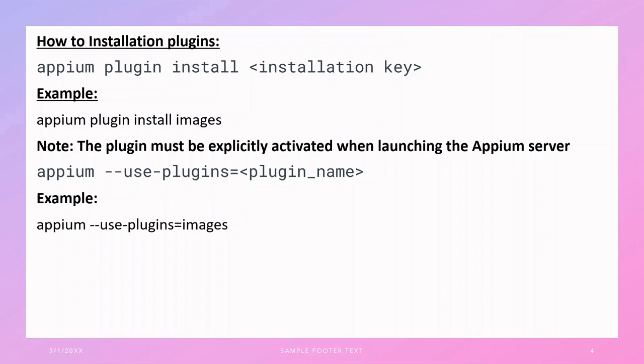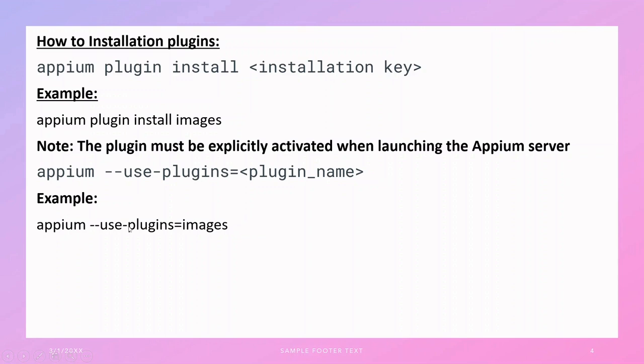And if you want to use these plugins, the plugin must be explicitly activated when launching the Appium server. Normally I launch the Appium server just by using the command prompt and typing appium, that's it, and pressing enter. But if you want to activate these plugins, I have to use appium --use-plugins equals the plugin name I have to give.